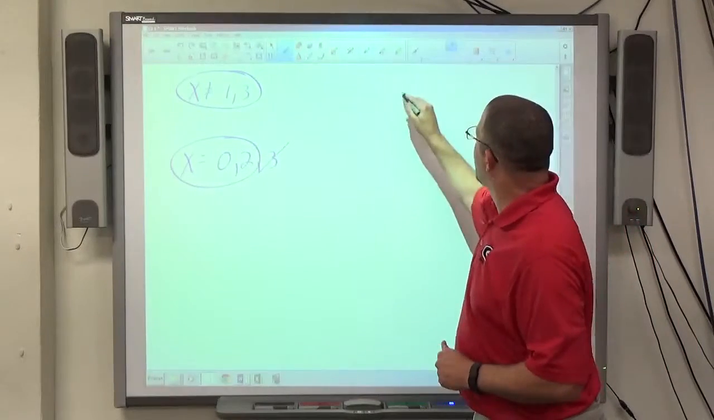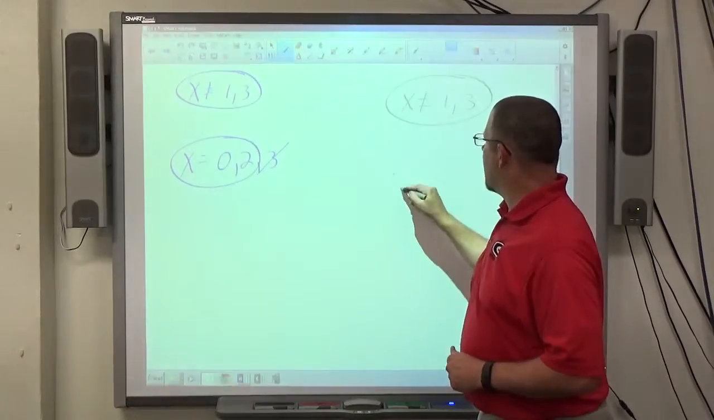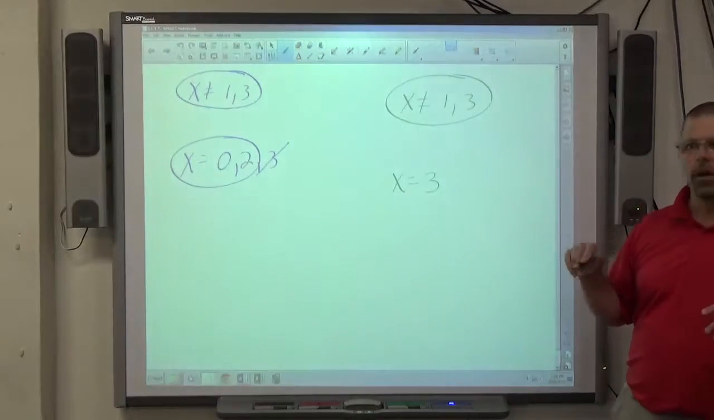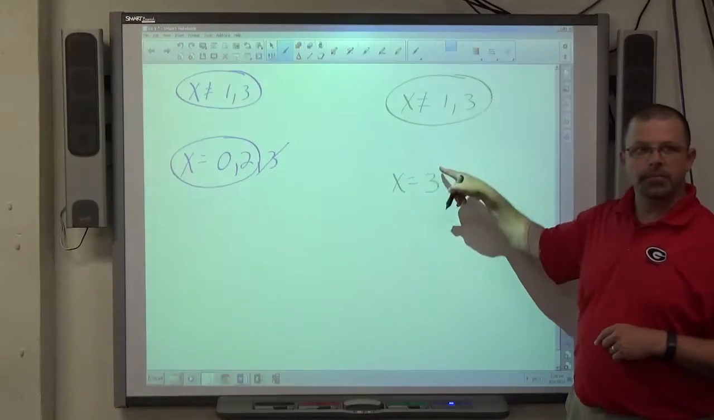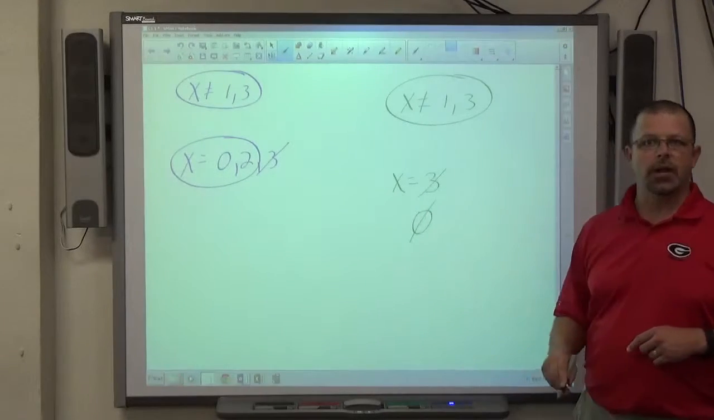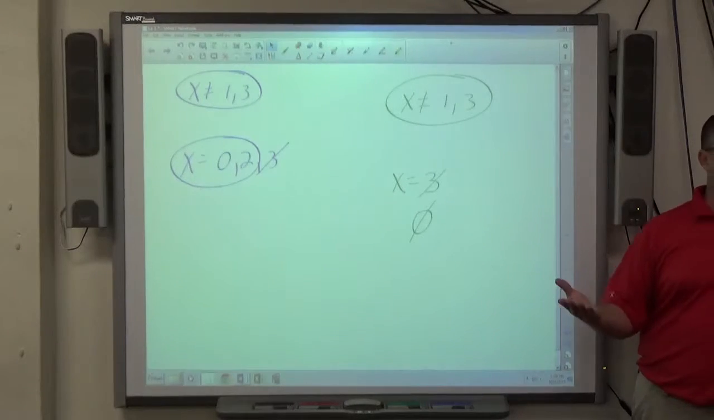Here's another scenario. x is not allowed to be 1 or 3 again, let's say. Let's say we get x equals 3. The only answer we got was 3. That's not allowed to be 3, right? So we cross it off, we're left with nothing, so that gets us an empty set. So those are the 2 scenarios that can come up when you have excluded values.